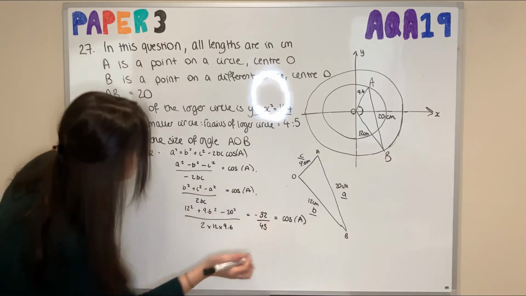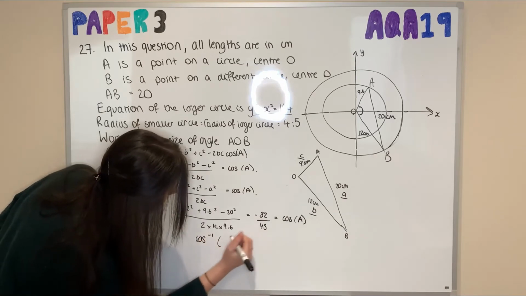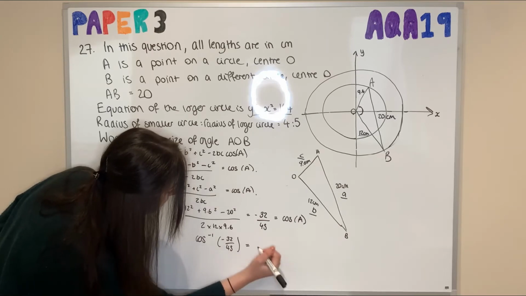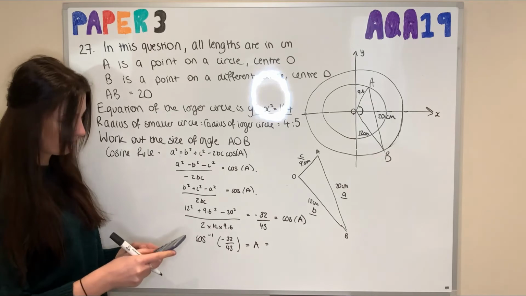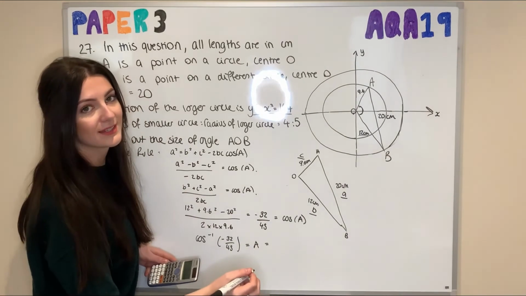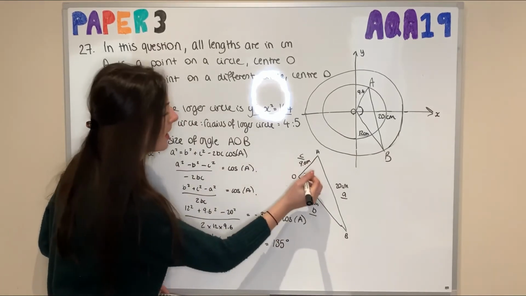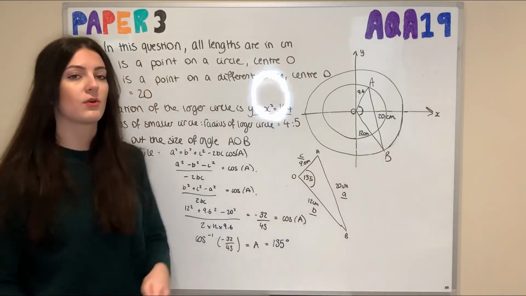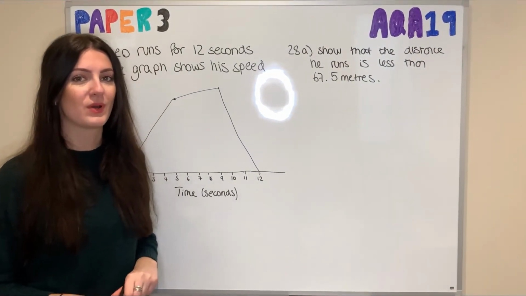So now to get the actual angle, we do cos to the power of minus 1 of minus 32 over 45, and that should give us our A. Let's put this into the calculator again. So this gives us an angle of 135 degrees. So our angle here will be 135. And that is our question 27. So let's begin question 28.